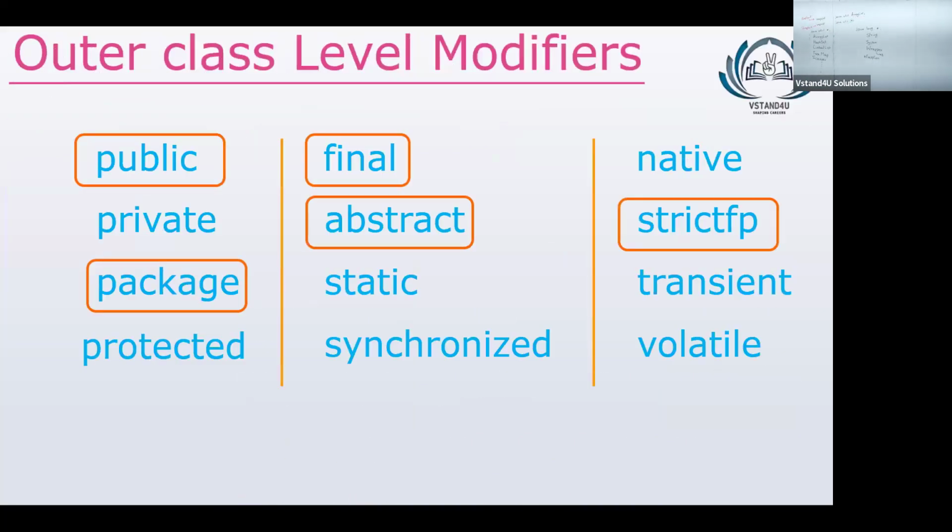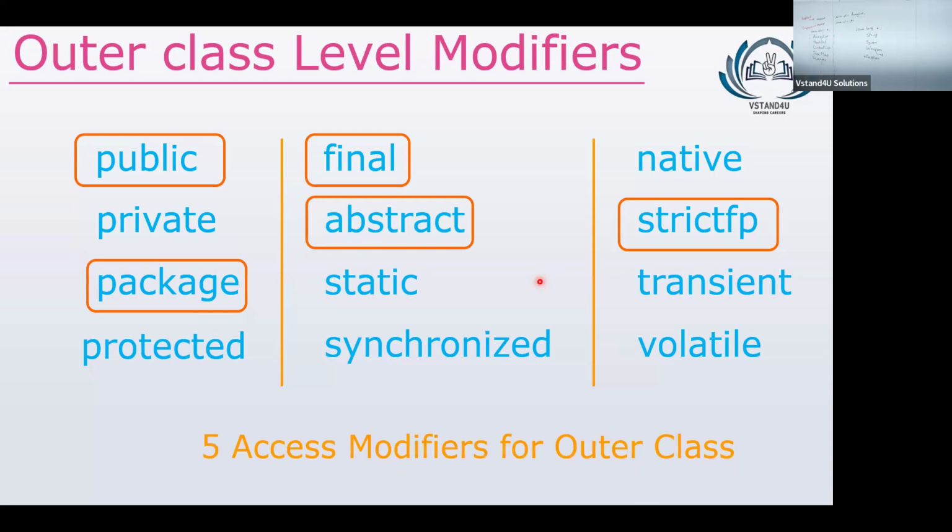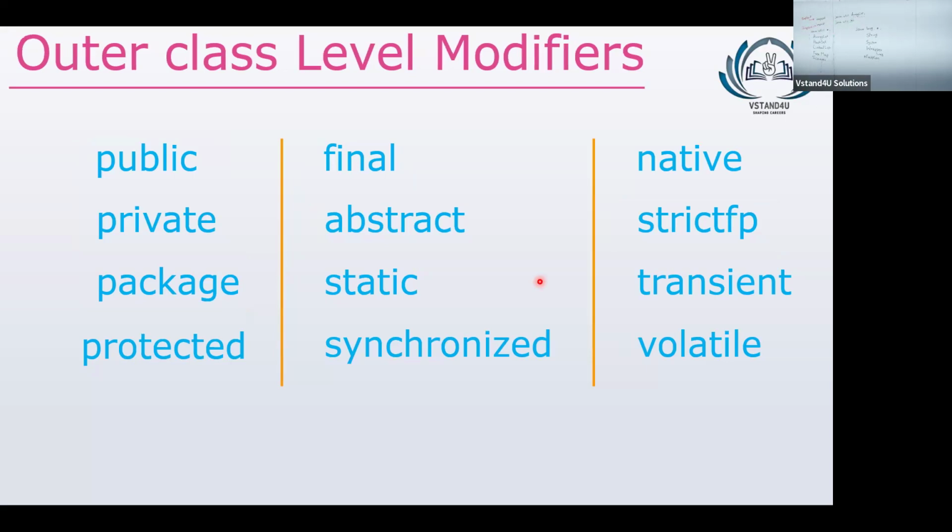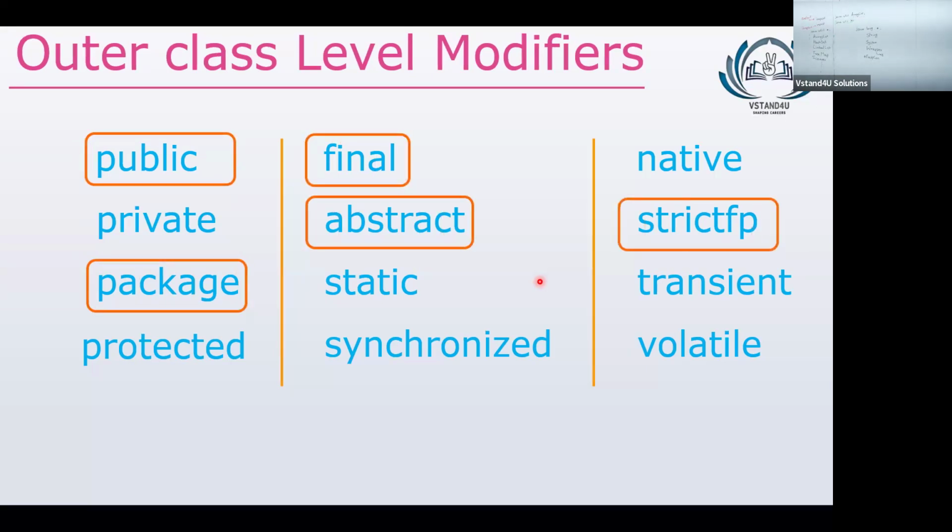Moving forward. At the outer class level, these 5 are the valid access modifiers applicable. A class can be marked as public and package. You cannot write a class definition marked private or protected. A class can be final, a class can be abstract, and a class can be strictfp also. Apart from the outer class, say I'm writing one more class within another class definition, then that becomes the inner class. Outer class modifiers are public, package, final, abstract, and strictfp.